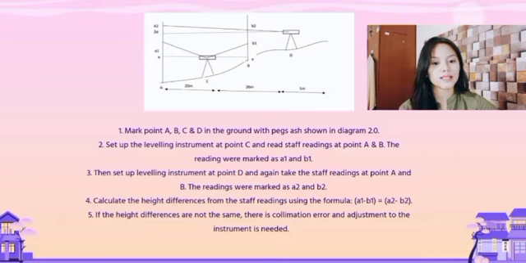The readings will be marked as A1 and B1. Number 3. Then set up the leveling instrument at point D and again take the staff readings at points A and B. The readings will be marked as A2 and B2. Number 4. Calculate the height differences from the staff readings using the formula A1 minus B1 equals A2 minus B2. Number 5. If the height differences are not the same, there is collimation error, and adjustment to the instrument is needed.